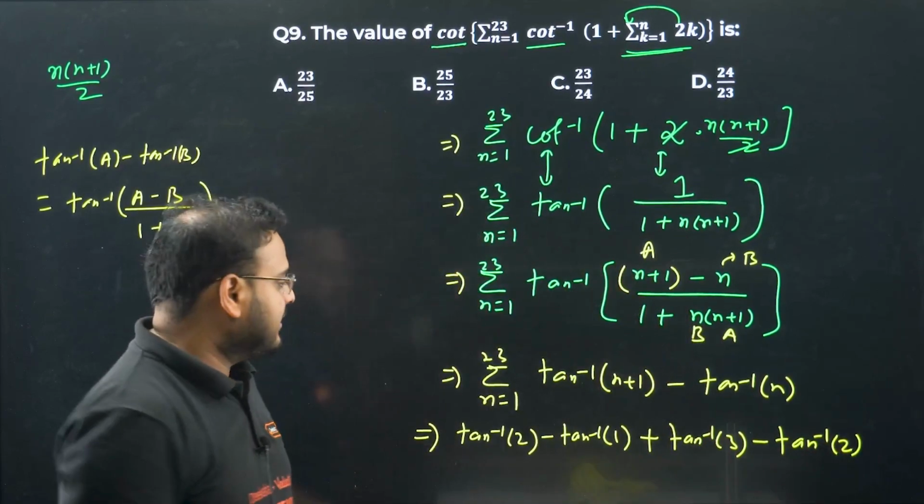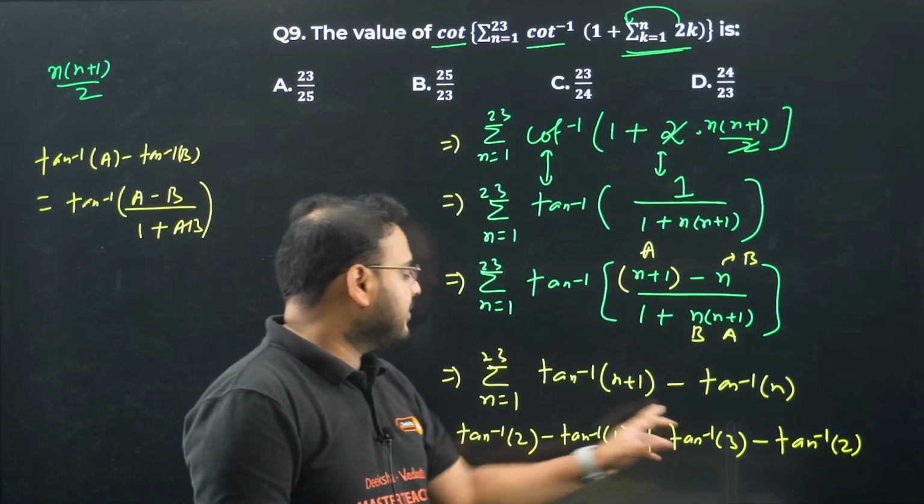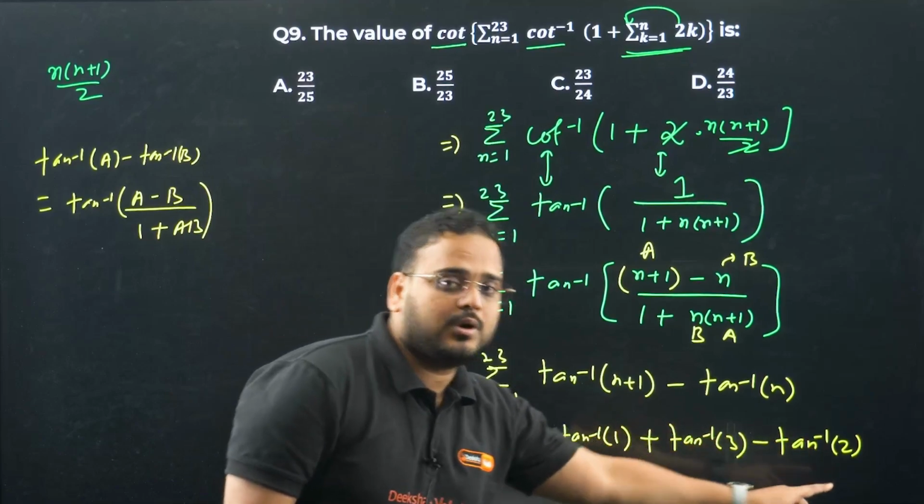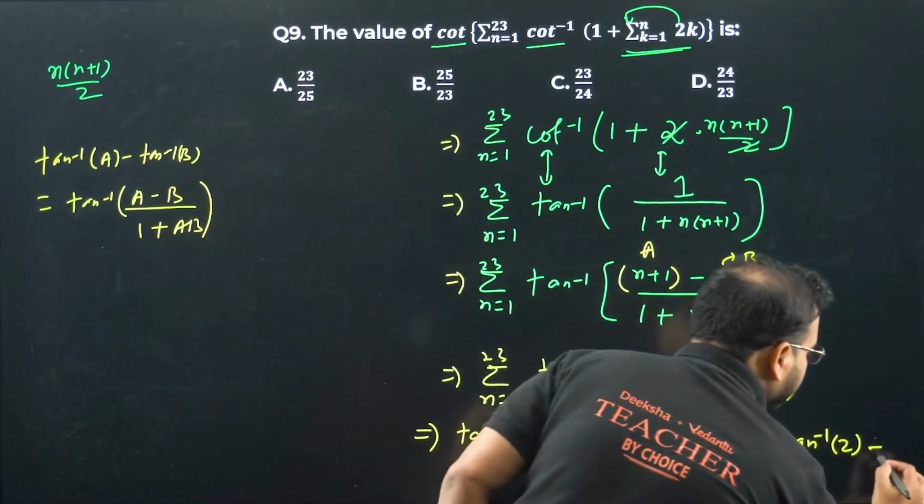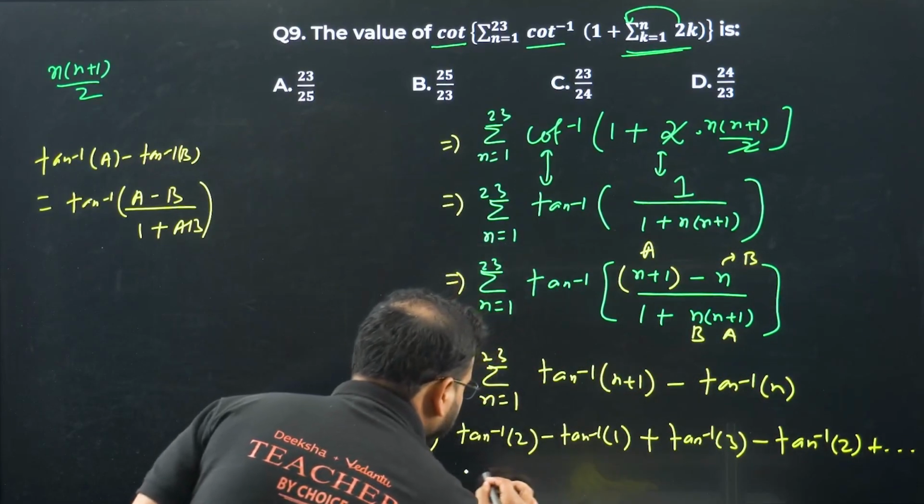Please check. When I put n as 1, I get 2 and 1. When I put n as 2, I get 3 and 2. Let's put the last one. What is the last one? 23. So I'll put dot dot dot here, and here also dot dot dot.